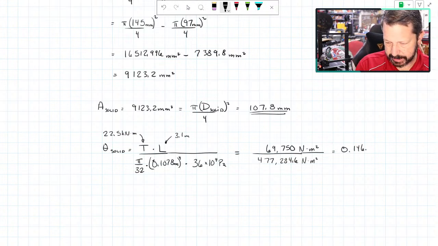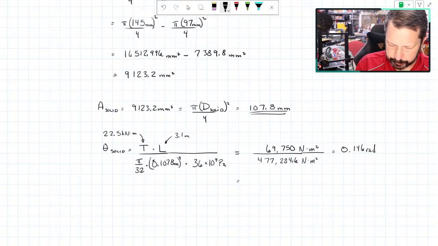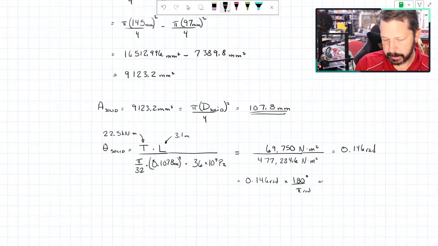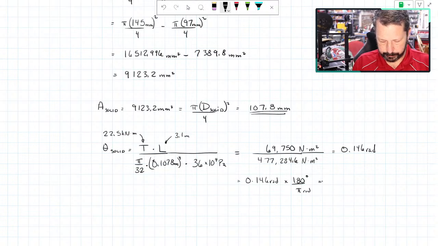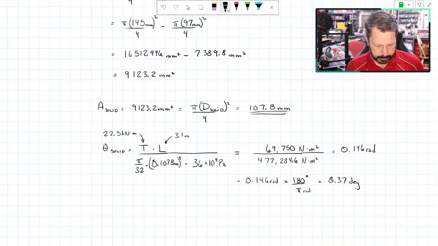And I get 0.146 radians. We'll convert that over by multiplying by 180 degrees per pi radians, and I get 8.37 degrees. See if WebWork likes that number.